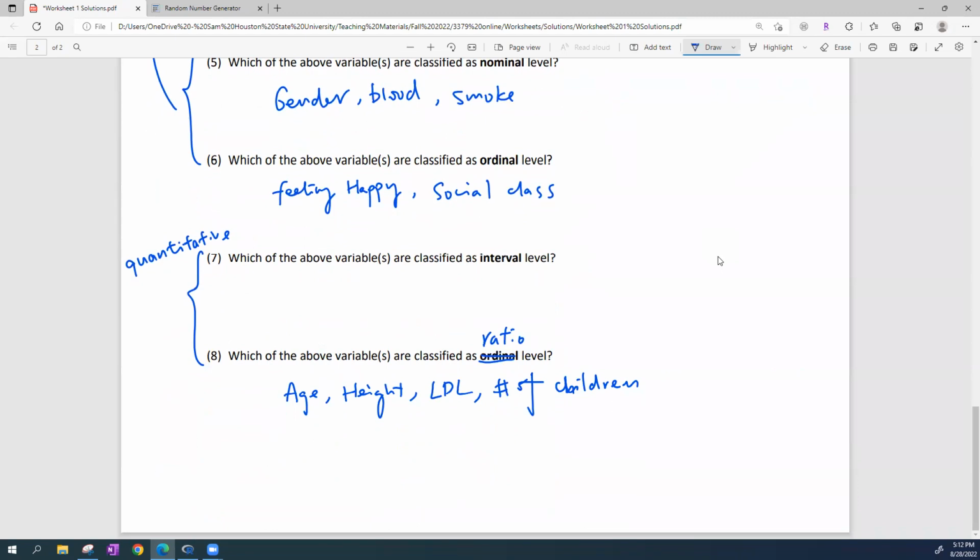So for interval level, nothing here. What if we have some variable, for example, temperature? Then that would be the interval level, because 0 is not a true 0. 0 degrees Fahrenheit is still some temperature, it's not nothing.